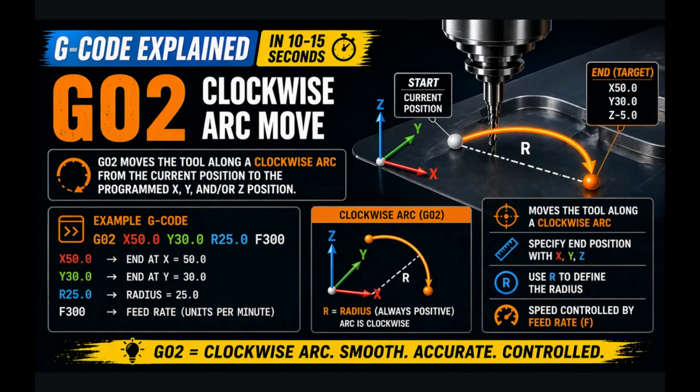G02 works almost the same way, except for now we're talking about clockwise arcs. So we have our G02 code, our XYZ ending code. Since we're doing arcs, we have a radius, so we have an R code. And then last but not least, because we're feeding, either cutting or adding, you have a feed rate.